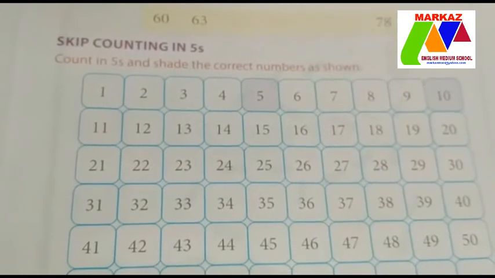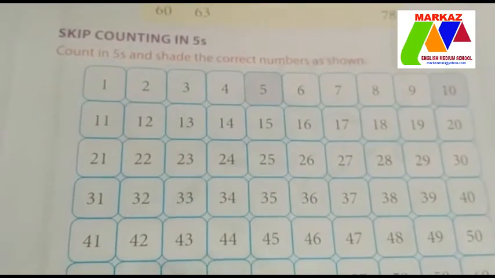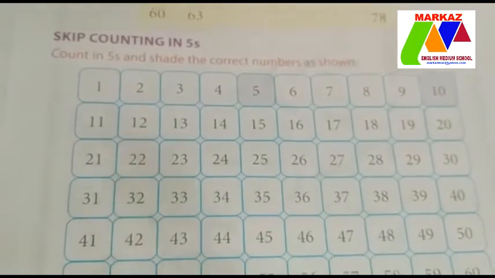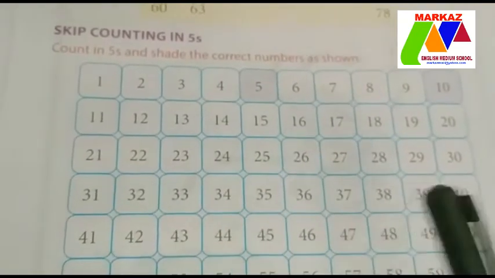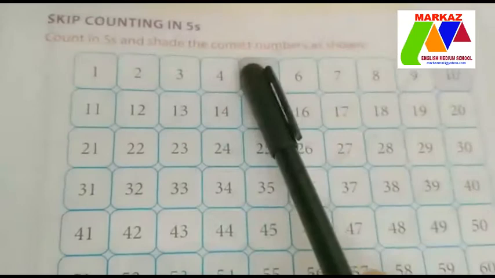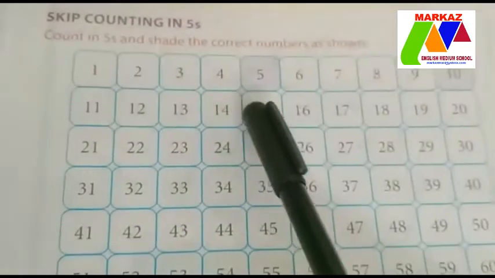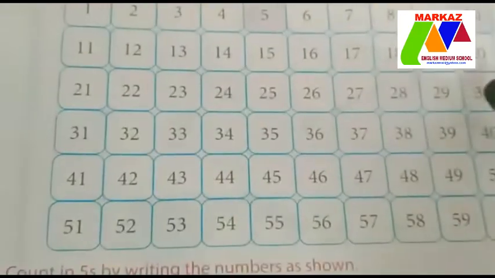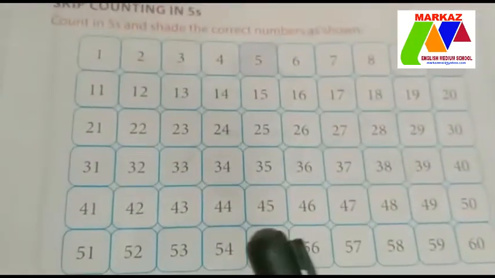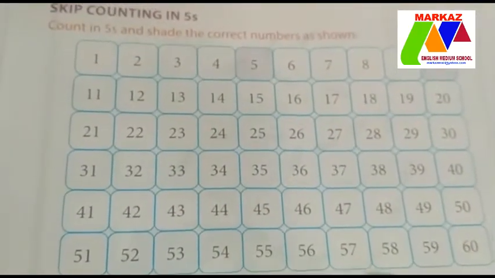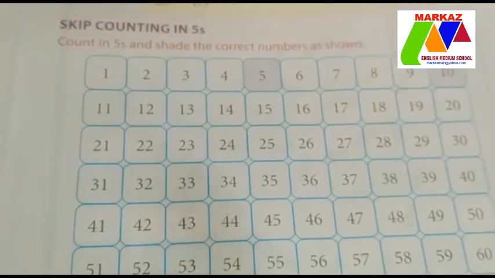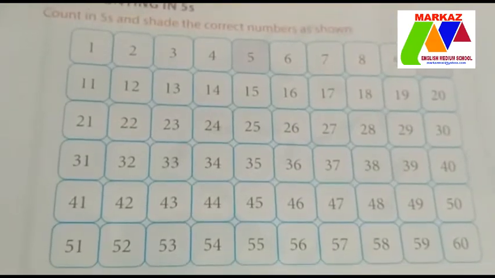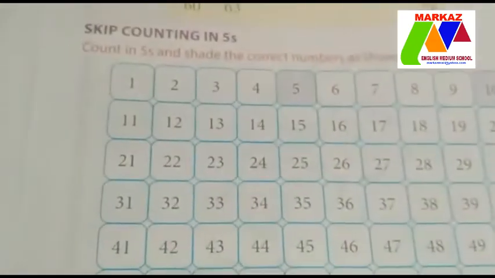Next one, skip count in 5s. We skip 5 numbers. We skip how many numbers? 5 numbers. That means 5, 10, 15, 20, 25, 30. We skip how many numbers? 5 numbers. That is skip in 5s. Clear? All of you do this work.